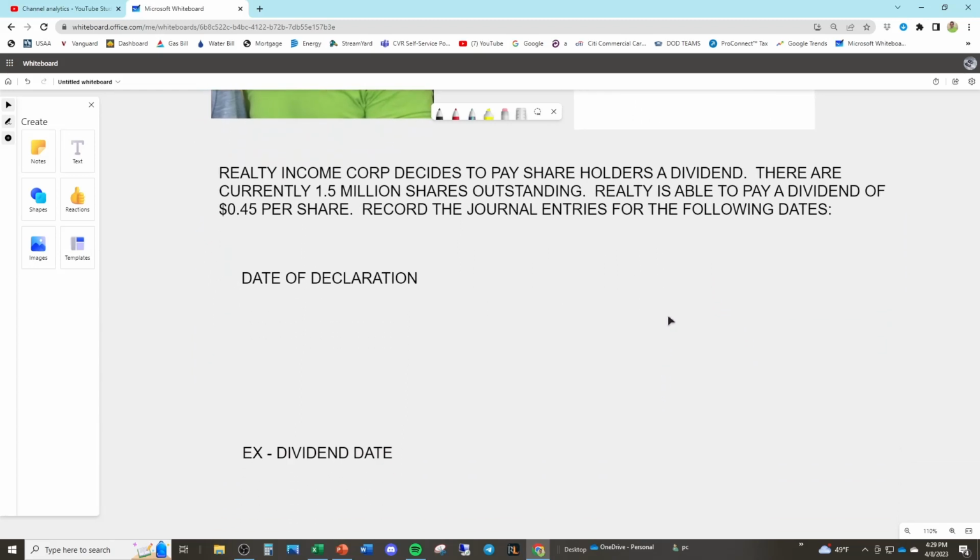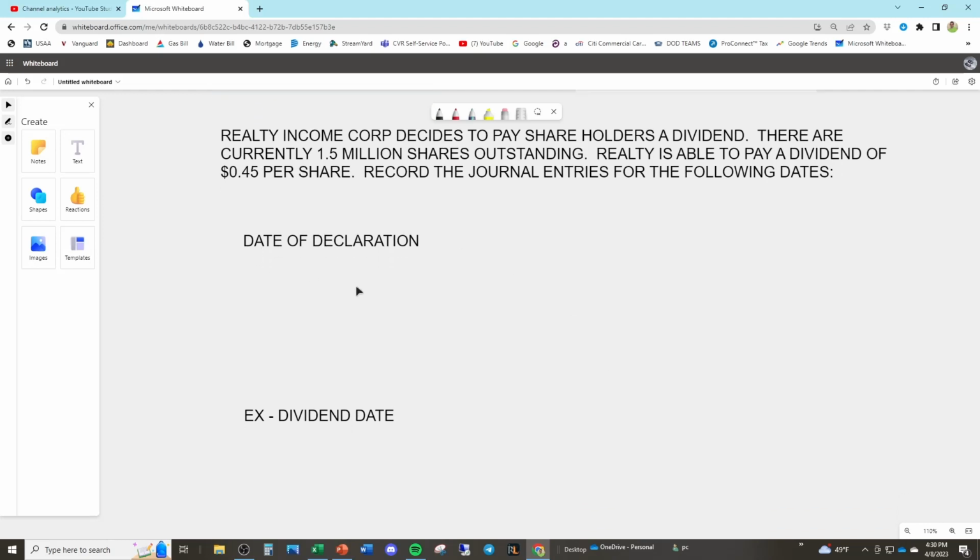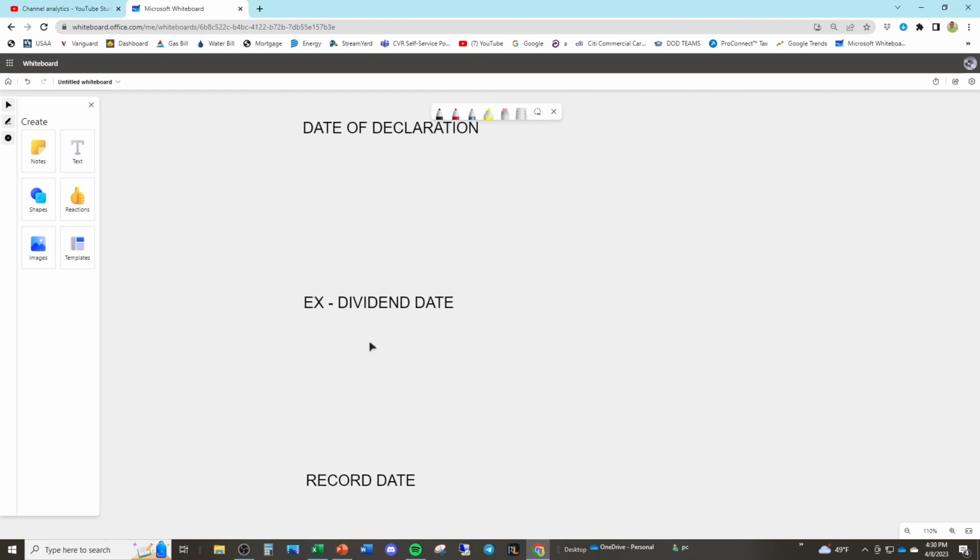So there's multiple dates that are involved with a dividend. You have the date of declaration, which is the date that the board of directors says, we are paying a dividend. Officially, boom, we're paying it. That's the date of declaration. The ex-dividend date is if you buy a share of Realty Income on or after the ex-dividend date, you don't receive the dividend. Why? Because there has to be some kind of cutoff period, obviously. If you bought the shares the day after the dividend was paid, well, obviously you're not going to get the dividend because you bought it the day after.